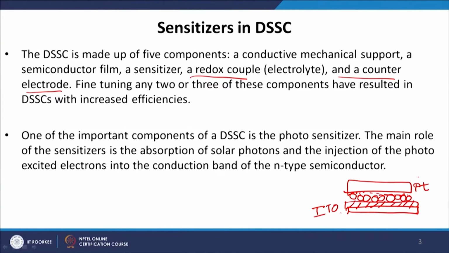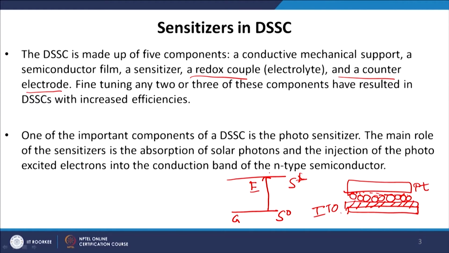One of the important components of a DSSC is the photosensitizer. The main role of the sensitizer is the absorption of solar photons and the injection of the photoexcited electrons into the conduction band of the N-type semiconductor. So, we have seen that if we consider this is the ground state of the dye, which we write as S0, and this is the excited state of the dye, which we write as S star, the electron jumps from the ground state to the excited state by photon absorption.